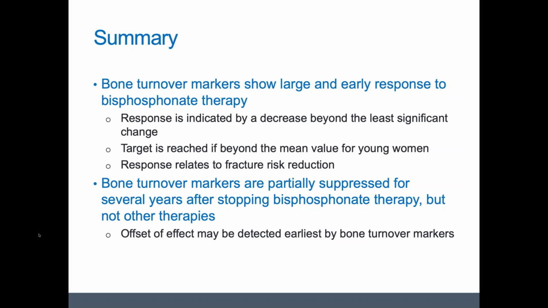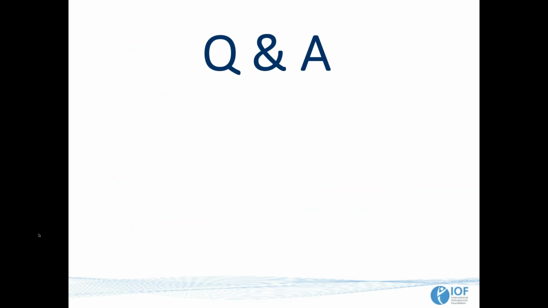And then when we talk about drug holidays, it looks like the offset of effect of the bisphosphonate can be detected early if we use bone turnover markers. And I've tried to explain to you how we might use that by using these same concepts of least significant change, particularly when it's expressed in absolute numbers, and also by relating to the mean value for healthy young women. So I hope with that, I've provided you with some insight into how we might use bone turnover markers for monitoring osteoporosis. And I'm ready now to take any questions that you have about this work. Thank you.